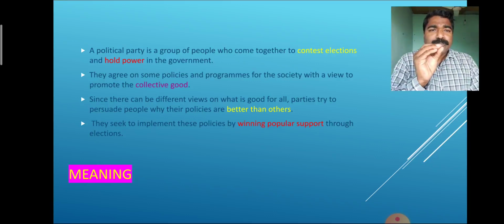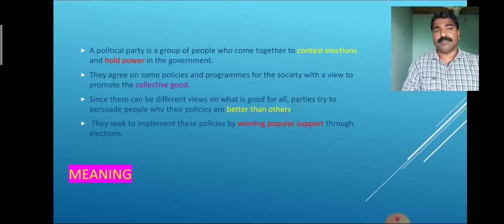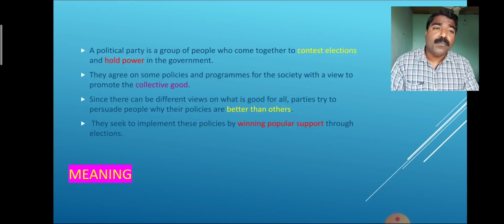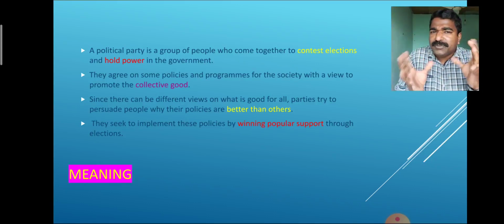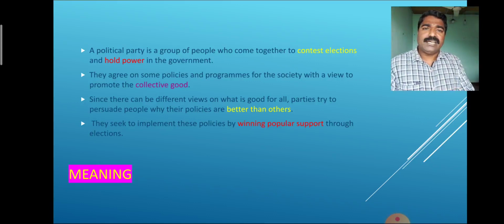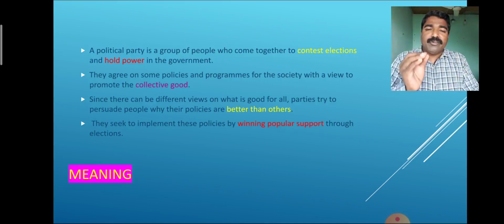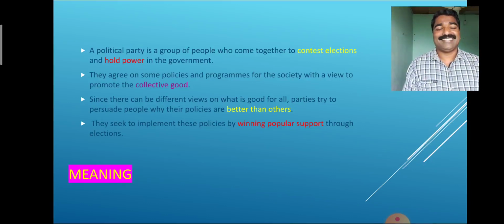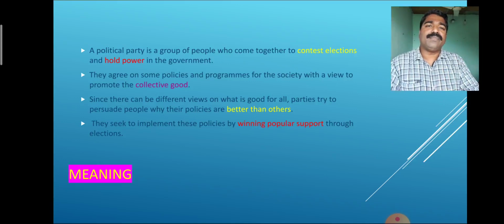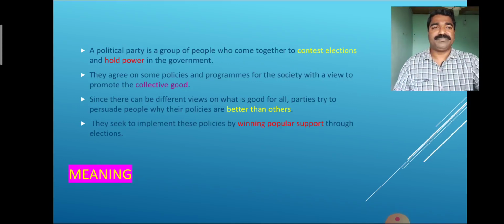They seek to implement these policies by winning popular support through elections. Okay, political parties try to implement these policies by winning popular support through elections. Okay, this is the meaning of the term political party.